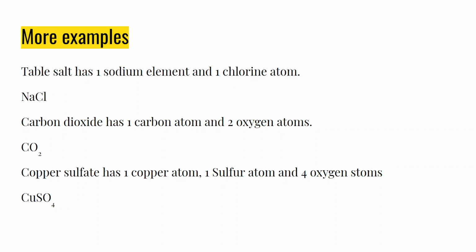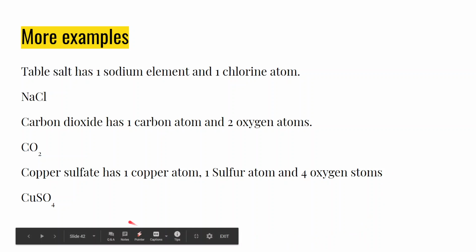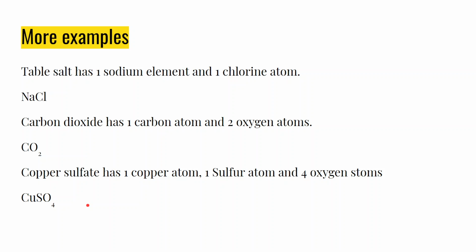The Cu is for the copper, the S is for the sulfur, and the O4 is for the 4 oxygen atoms. So notice right here, the 4 is next to the oxygen. When there's only one of that type of element, you don't have to add a number, all right? We didn't put Cu1, S1, O4. No, we just put Cu, S, O4.